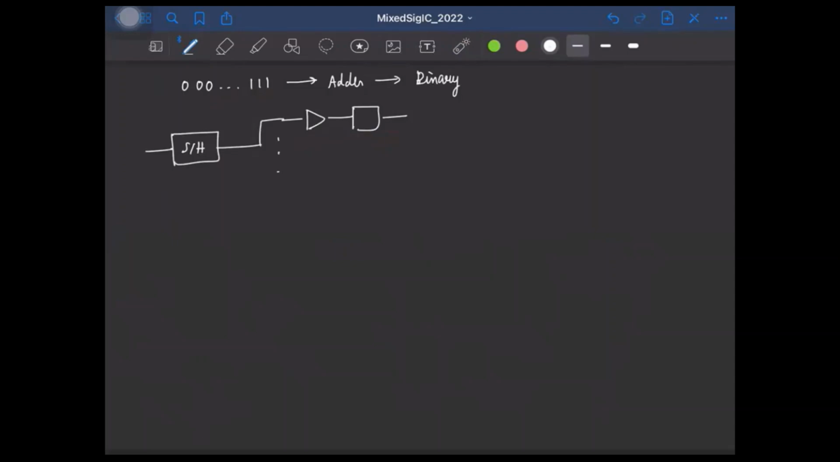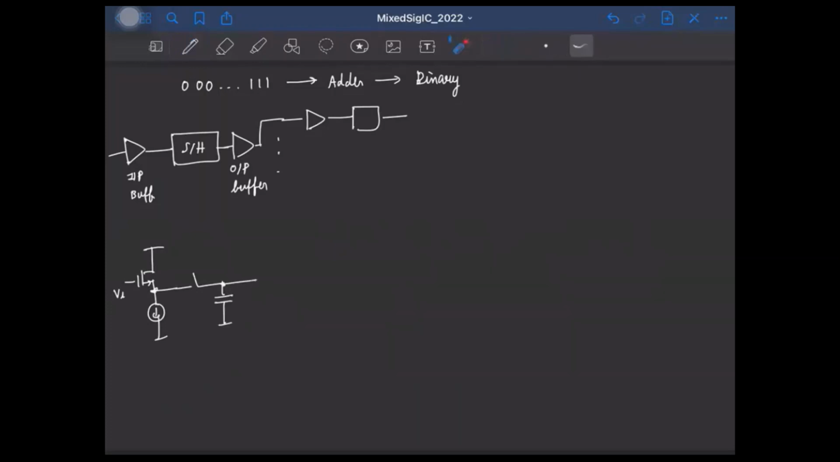Usually the sample and hold will also be preceded by an input buffer. And of course, after the sample and hold you will have an output buffer, right? Since in a flash ADC we want a fast analog to digital conversion, these buffers will be simple source followers. For example, at the input side you might have an NMOS source follower like this. This will be the input, the output you take here. The sample and hold will be a simple switch and a capacitor. And again, we need another output buffer, which will simply be another source follower.